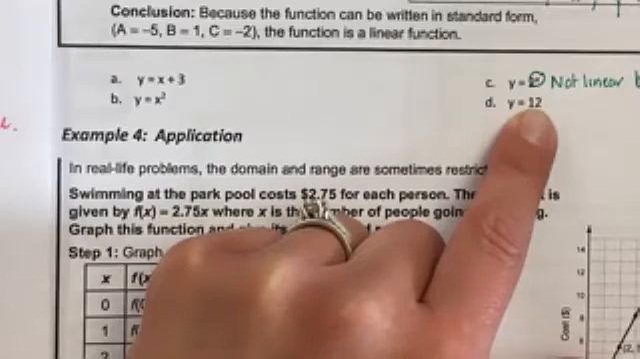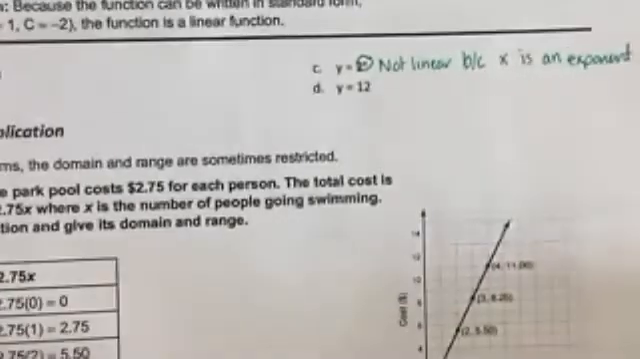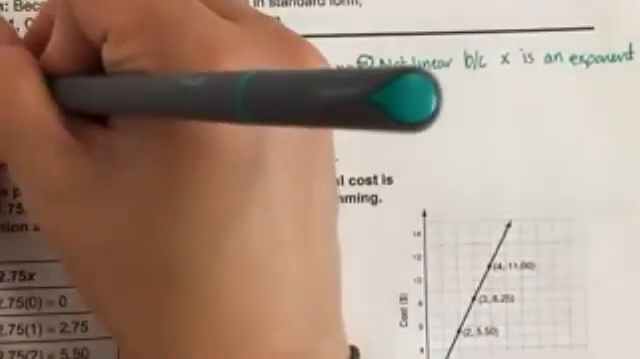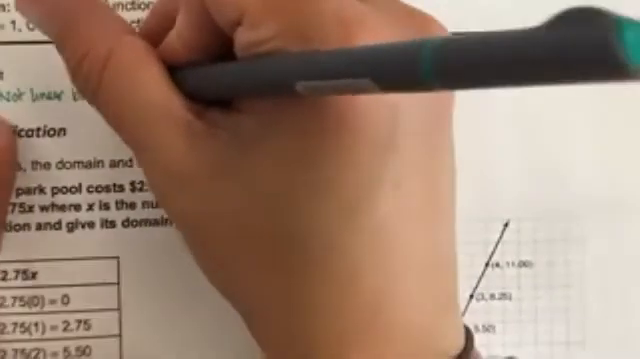Where are you writing that? Right there. Okay. What's another one that's not linear? B. B, right. So this one's not linear, and it's not linear because x has an exponent. Because x has an exponent. B.